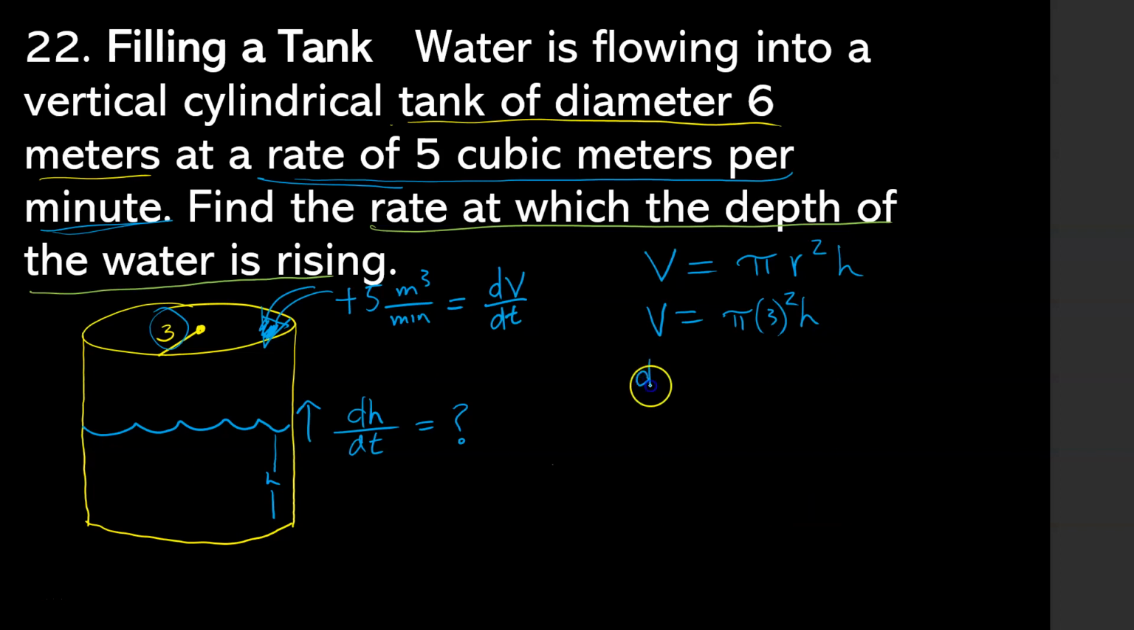So what's the derivative of volume with respect to time? dV dt. What's the derivative? 9 pi times the derivative of h with respect to time, which is dh dt. That's all I'm going to give you here. I think you can finish the rest.